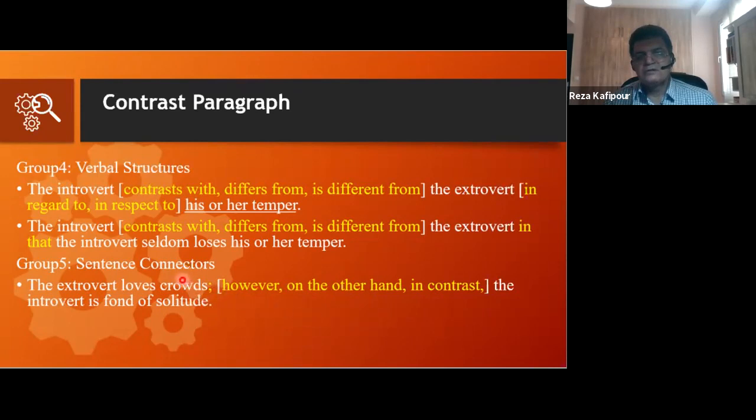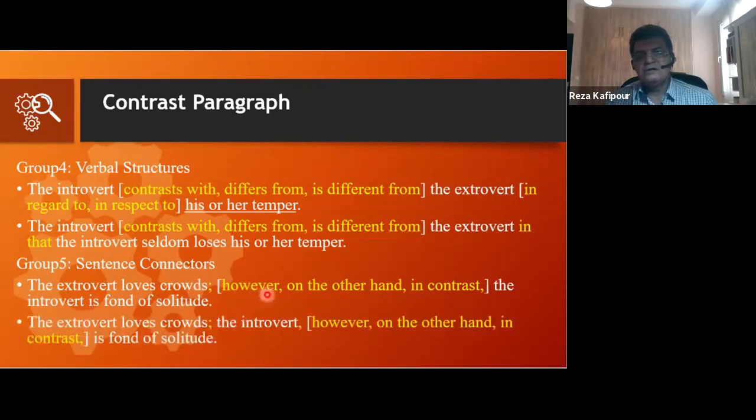We discussed that sentence connectors may appear in the middle of the second sentence, which means after the subject of the second sentence. We may rewrite the same sentence in this form. The extrovert loves crowd, semicolon, but instead of the sentence connector, we start with the subject of the second sentence, the introvert. Now we add the sentence connector between two commas, because it is not part of the second sentence, but we added it in the middle of the second sentence.